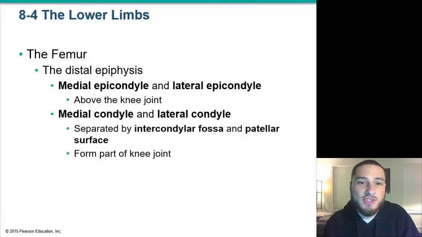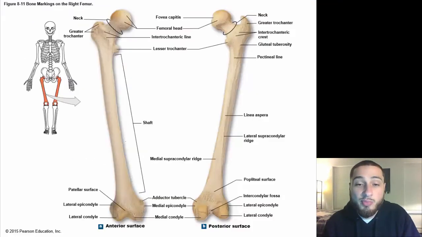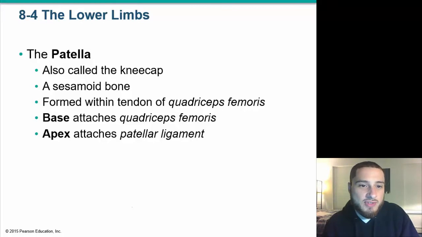You have the distal epiphysis with the medial epicondyle and lateral epicondyle above the knee joint. These are separated by the intercondylar fossa, and the patellar surface forms part of the knee joint. So we have the head of our femur going into the acetabulum, then your shaft, and then your lateral condyle and medial condyle, which help form the knee joint. You have your patella, which is the kneecap. The base attaches to the quadriceps femoris, one of the quadriceps muscles, and the apex attaches to the patellar ligament.